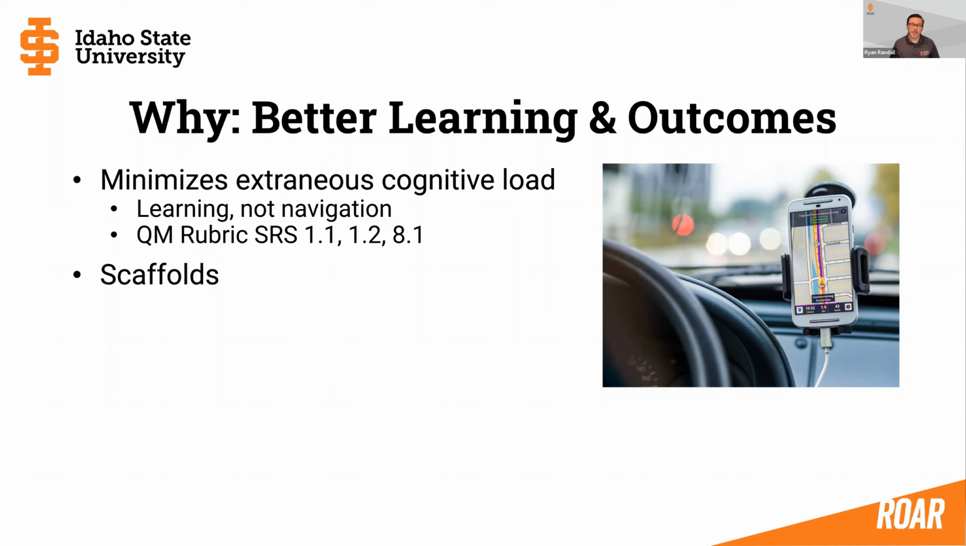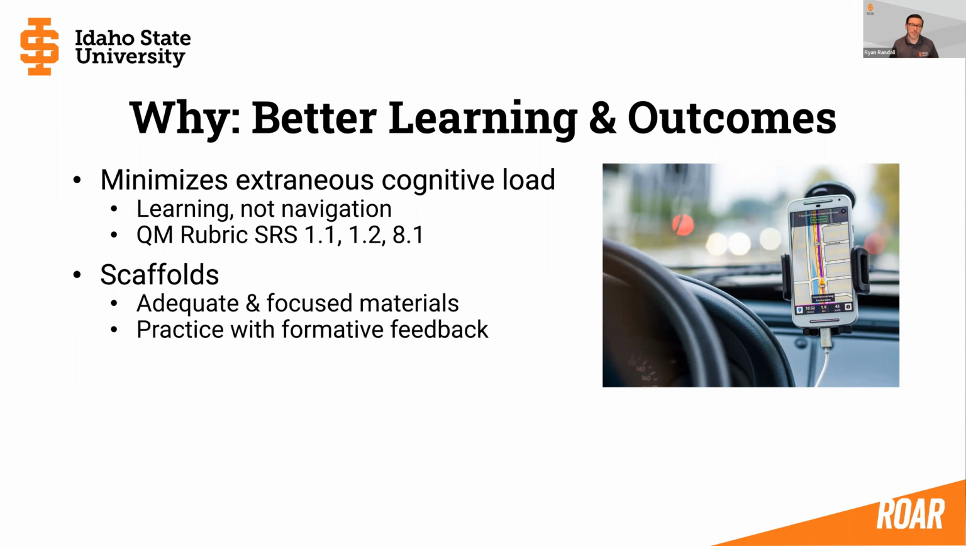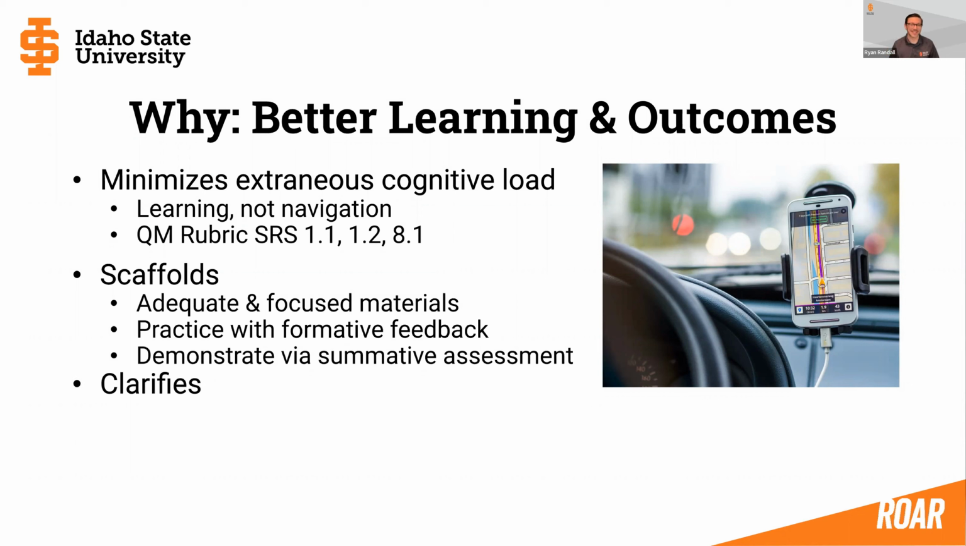We also can design scaffolds. So by having adequate and focused materials, we can help students build towards the learning outcomes. By providing practice with formative feedback, they can also make sure to build their skills and know where they have areas for improvement. And they can demonstrate their achievement through a summative assessment, making sure that we build these different levels and make sure that we have a rung at each place. Make sure that we have a durable and adequate scaffolding for our students' learning.